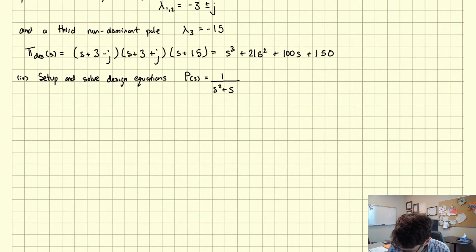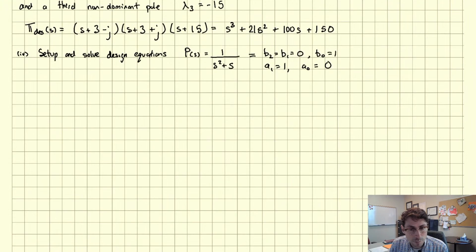All right, so here we get, compare it to our general form. The B2, B1 coefficients are 0, B0 equals 1, A1 equals 1, and A0 equals 0. All right. So that's it. That's all the information we need to write down our equation. So let's do it.